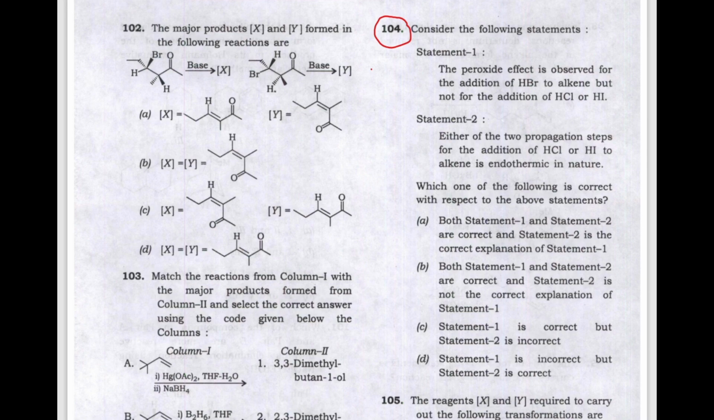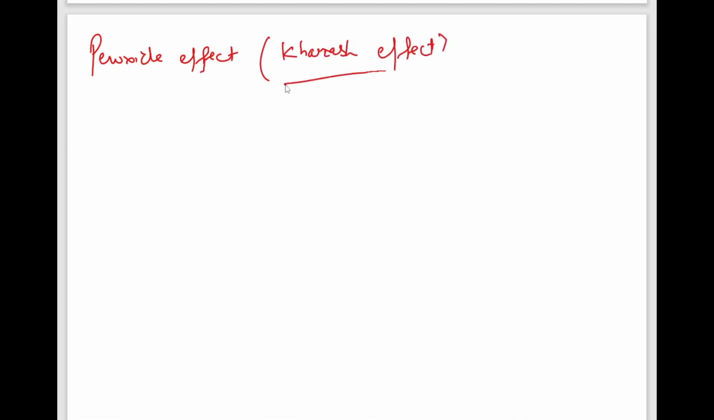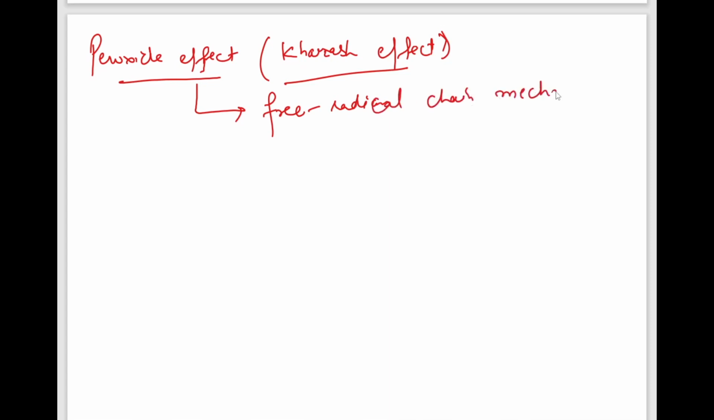So let's discuss the peroxide effect. The peroxide effect is also known as the Kharash effect. This effect occurs through a free radical chain mechanism, and it follows anti-Markovnikov addition, the anti-Markovnikov's rule.